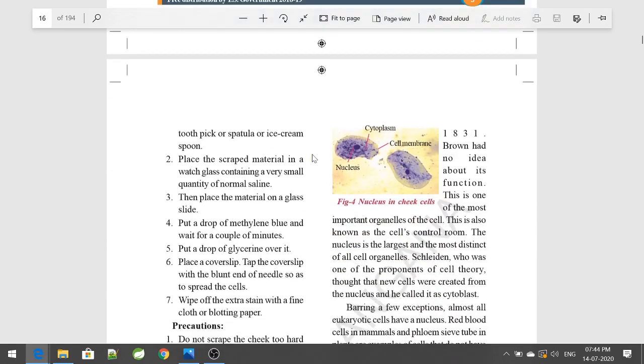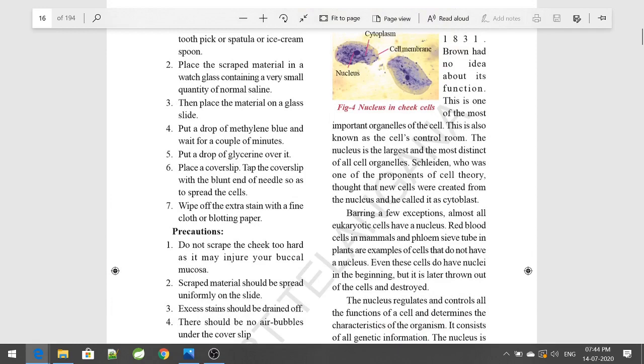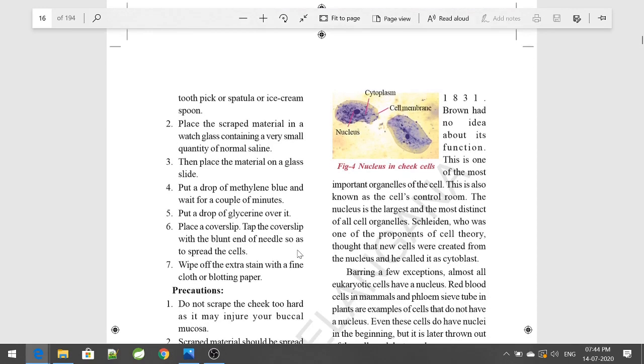I will tell you. So what are the materials you have to use? Methylene blue, just pour one drop on it and wait for a minute, then cover the slide with a cover slip and observe under the microscope. So what will you observe?